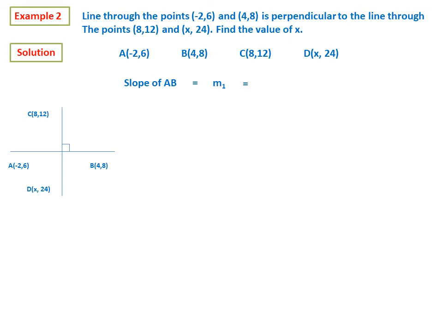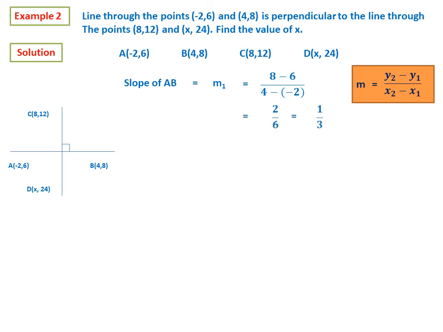We use the two-point formula, m equals y2 minus y1 by x2 minus x1. Here A is the first point and B is the second point, so y2 minus y1 is 8 minus 6, and x2 minus x1 is 4 minus (-2). Simplifying, you get 2 by 6, which is 1 by 3. This is m1. Similarly, you have to calculate the slope of CD.